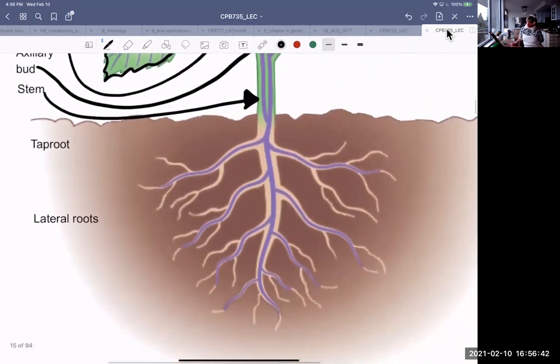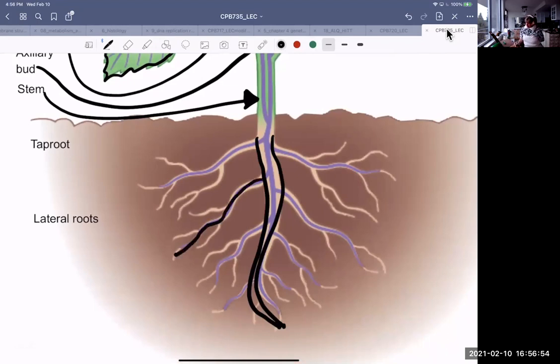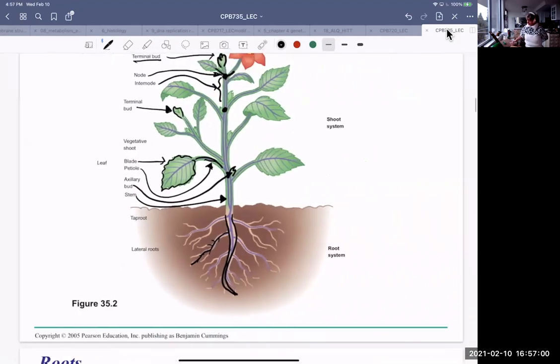The root system consists sometimes of a tap root. Not all plants have tap roots. Some of them have branching roots and lateral roots. And also there will be a number of root hairs. So we're going to look at roots first.